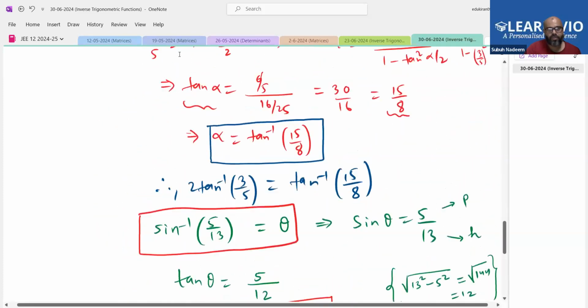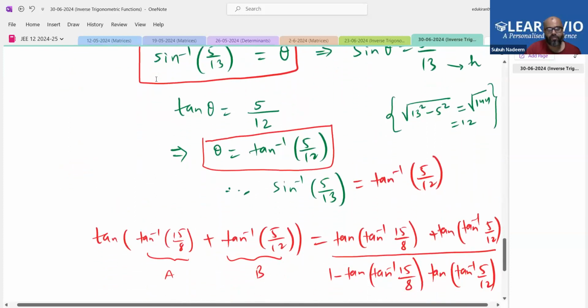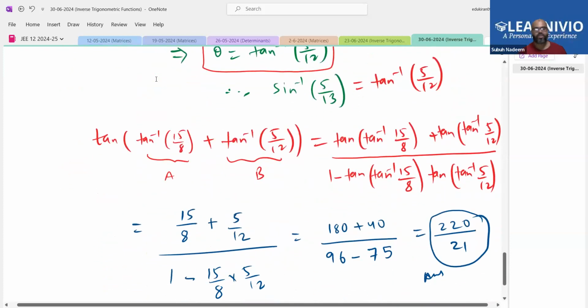So let us see the options. That is option B. So just write this down.